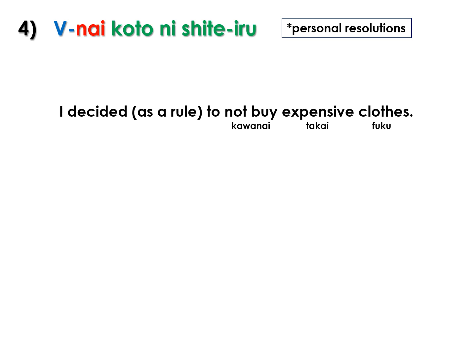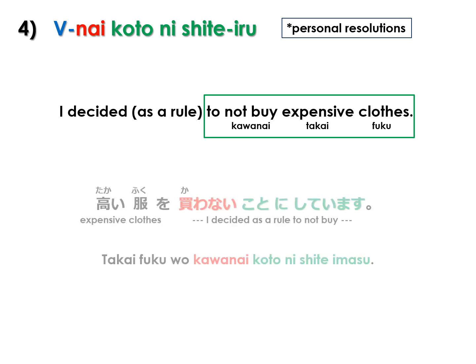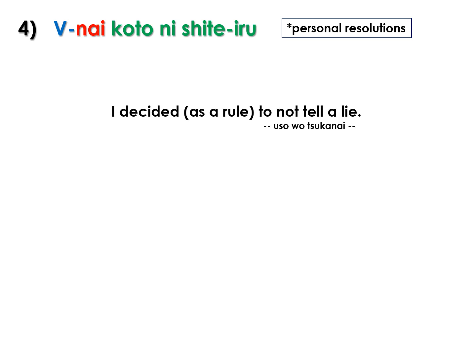Yeah, especially when people now work from home, there's no need to buy expensive clothes for the office. We nominalize to not buy expensive clothes. In Japanese, 高い服を買わないことにしています。Last example, I decided as a rule to not tell a lie.